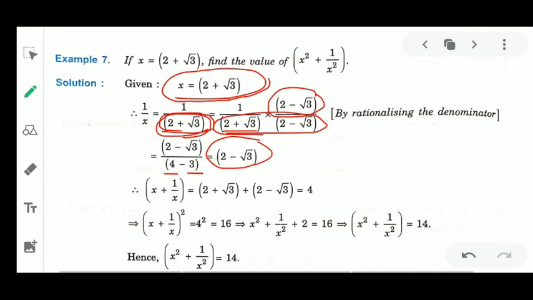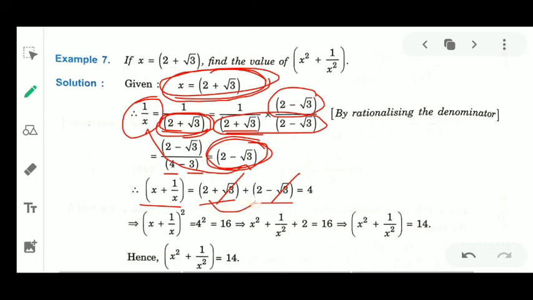Then we have x plus 1 by x. Write down x plus 1 by x. For x we have 2 plus root 3. Just put the value of x, that is 2 plus root 3, plus the value of 1 by x, which is 2 minus root 3, when you rationalize the denominator. So x plus 1 by x will be 2 plus root 3 plus 2 minus root 3. So here positive root 3 and negative root 3 will cancel. Then 2 plus 2 is 4.